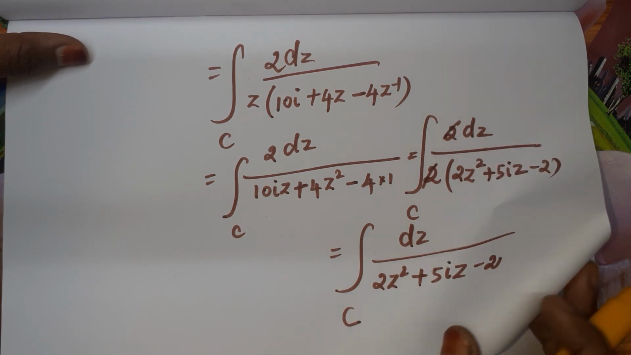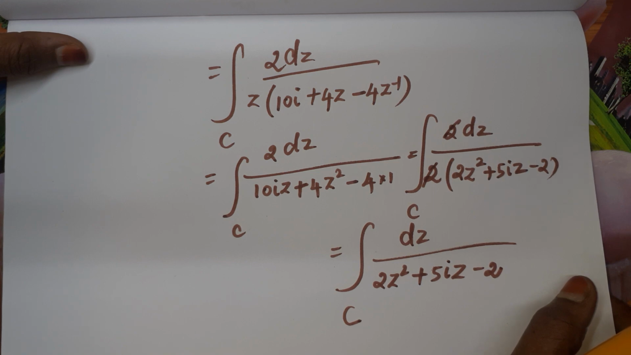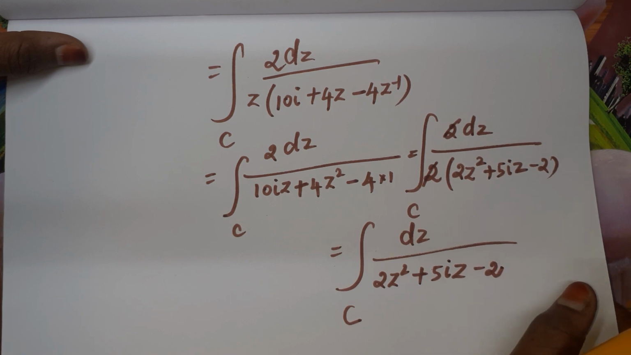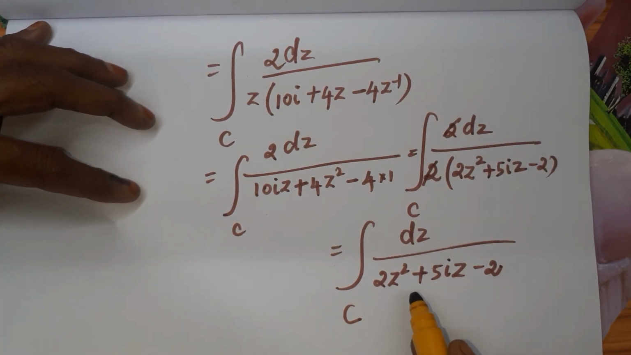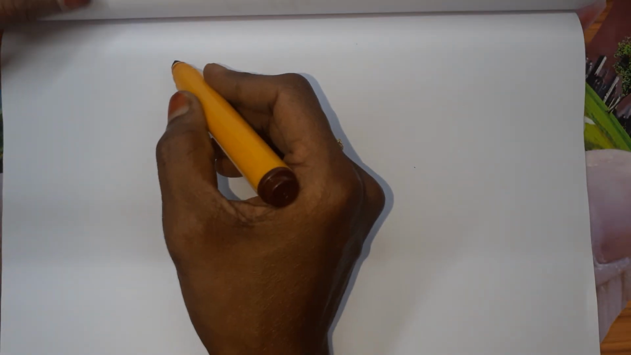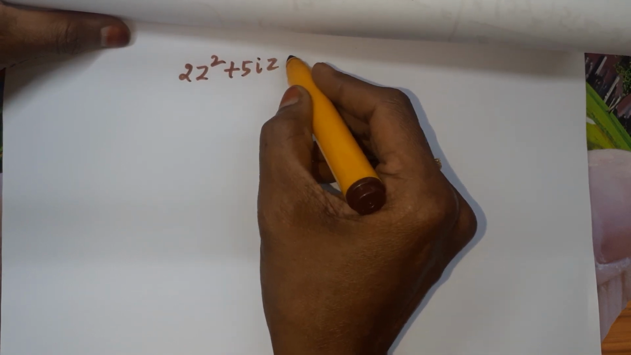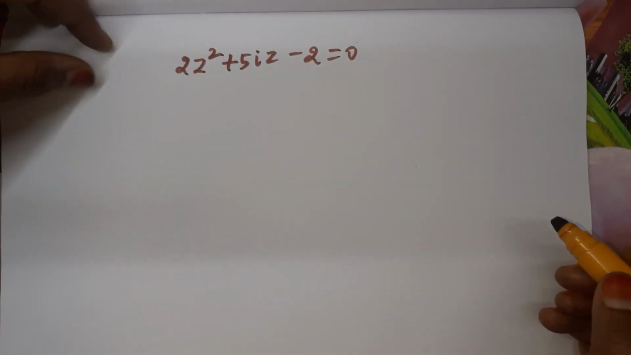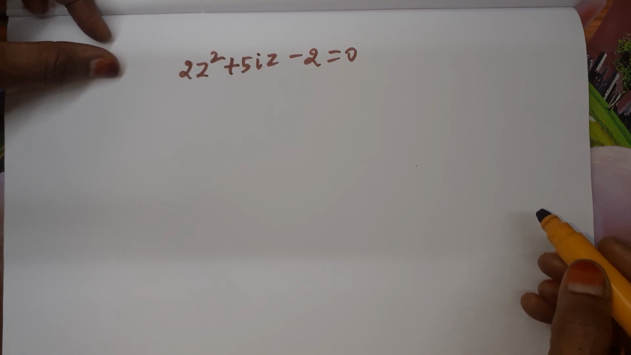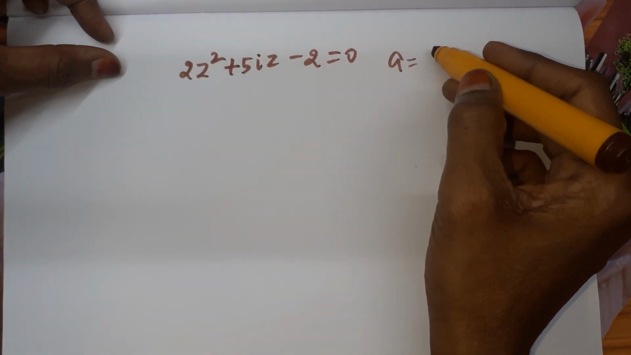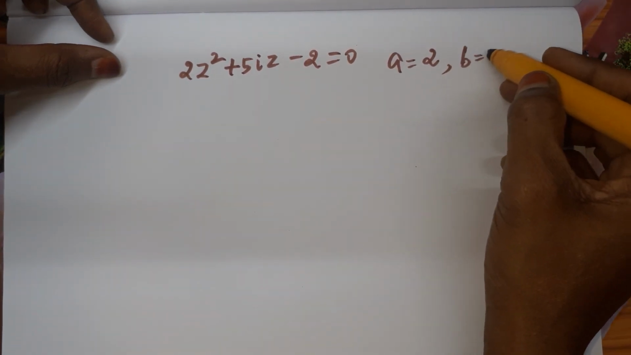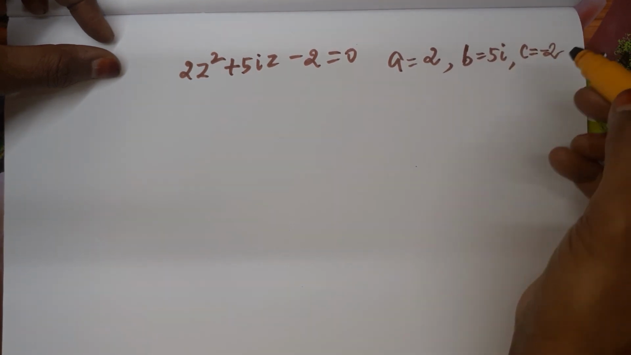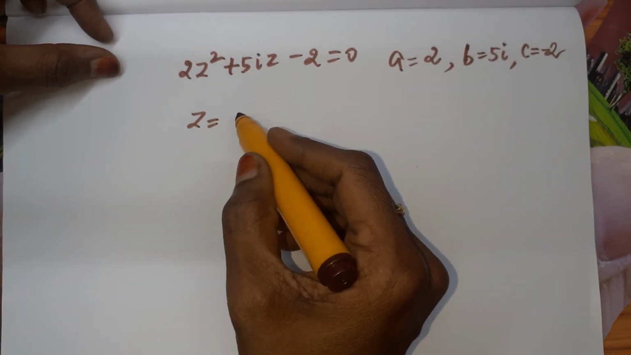Now we are going to proceed with the Cauchy Residue Theorem. For that, first we have to find the poles. To find the poles, take the denominator equal to 0 and find the values of z. So we have 2z squared plus 5iz minus 2 equal to 0. Directly we are not able to factorize this, so we are going to use the formula method. In the formula method, a equal to 2, b equal to 5i, and c equal to minus 2. So z is equal to minus b.